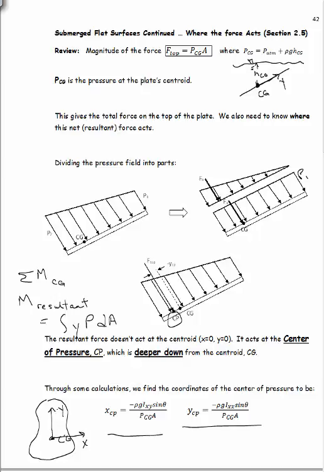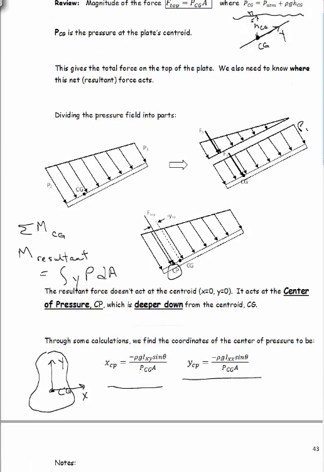yCP, on the other hand, is not going to be 0. That is going to always be a negative number, deeper down than the center of gravity. Okay, and what it is, is minus rho g Ixx sine theta over P_CG A. So what is that Ixx? Well, just like what you had in statics.